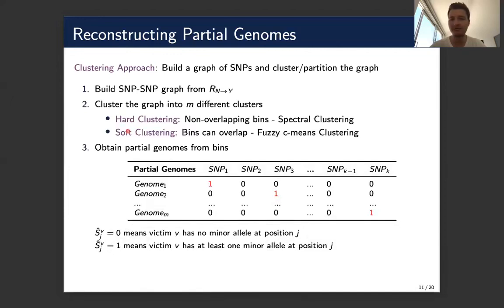After clustering these graphs, in the third step, we obtain partial genomes from these clusters, as can be seen in the table. In the table, we have partially constructed genomes in the rows and SNPs in the columns. Here, 0 means that the partially constructed genome has no minor allele in that position, and 1 means that the partially constructed genome has at least one minor allele in that position. So our reconstructed genome represents the presence of minor alleles by 0 and 1.